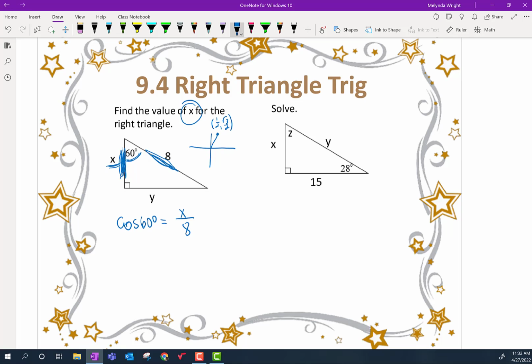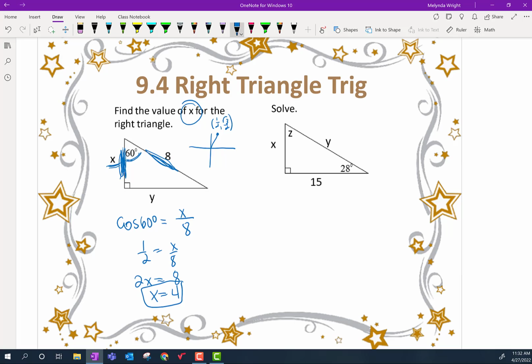All right, now do we remember which cosine goes with, the x or the y? Yeah, this goes with the x. So we're going to replace cosine 60 degrees with 1/2 equals x over 8. Doing our cross multiplication, we get 2x equals 8, or x is 4. Okay, so we solved for x.